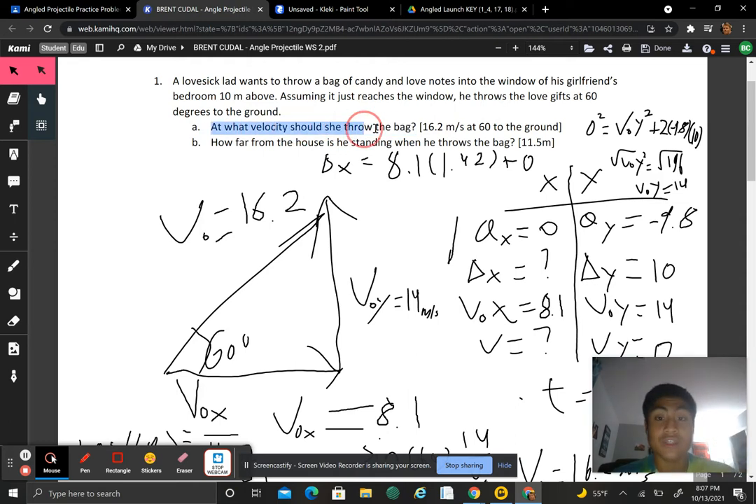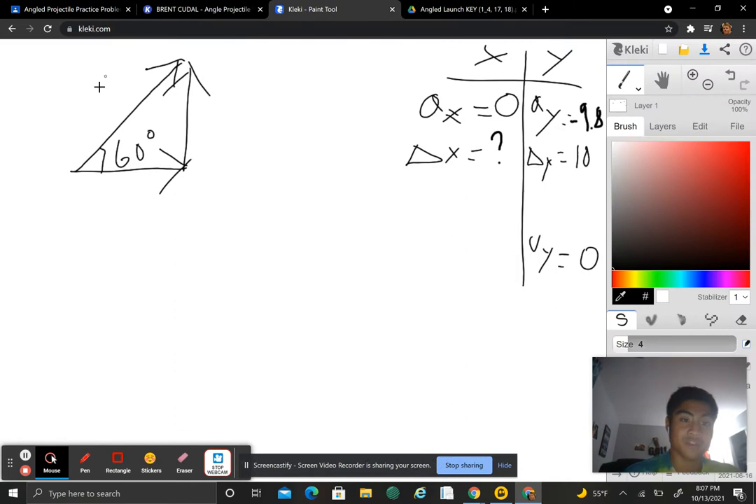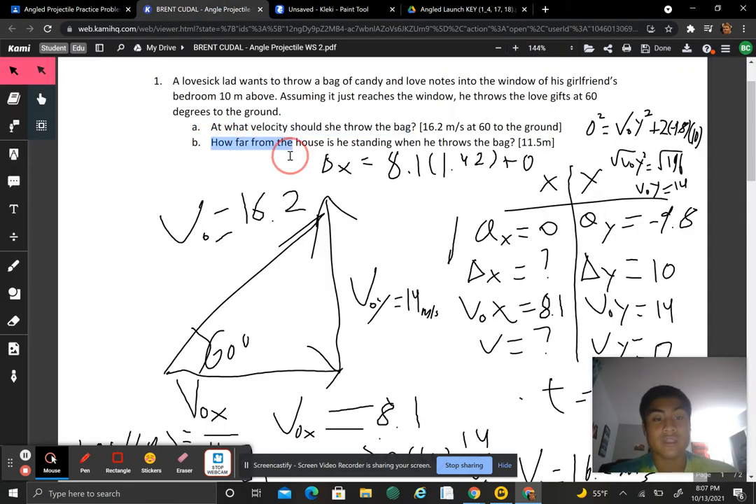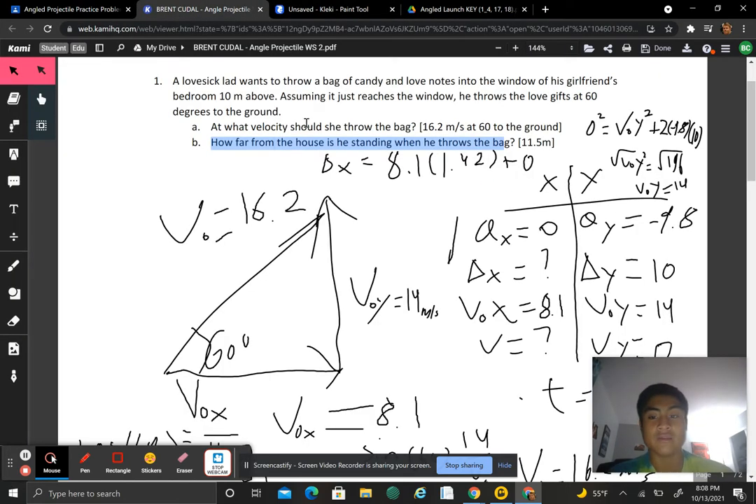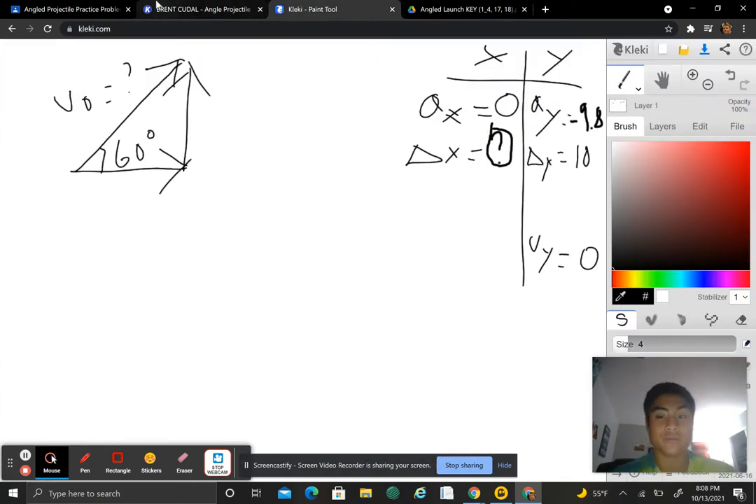At what velocity he should throw the bag, which means we're trying to find the initial v for the hypotenuse right here. And we also need to find out how far from the house he is standing when he throws the bag, which means we are trying to find delta x, which we already have highlighted by a question mark right here. So before anything else, let's finish up our x and y chart.